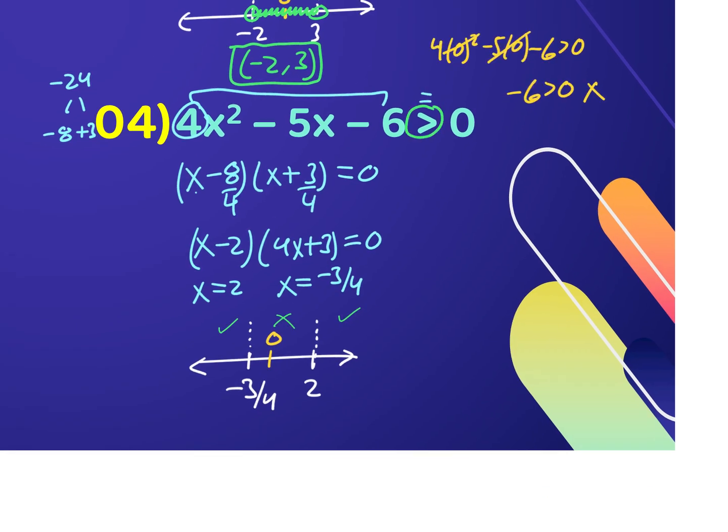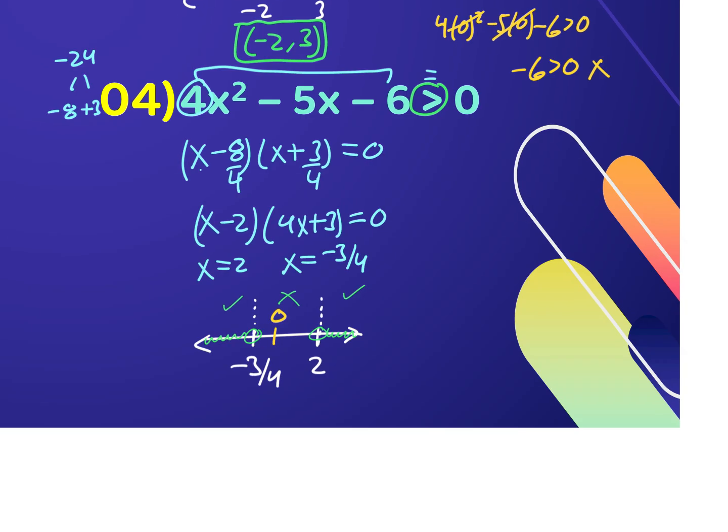And because this is a strict inequality, I'm going to have open circles, and I'm going to shade on the outsides. All right, and then if I have 2 different intervals, I'm going to go from -infinity to that first one, so -3/4 with the parentheses, union, and then I would go from 2 to infinity with parentheses. And this is my answer in interval notation.